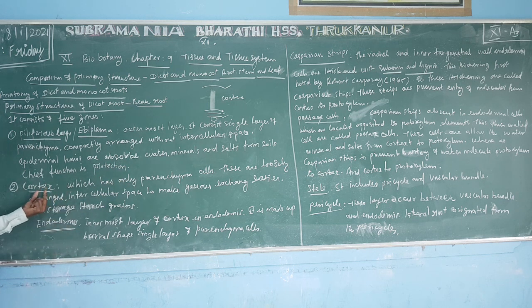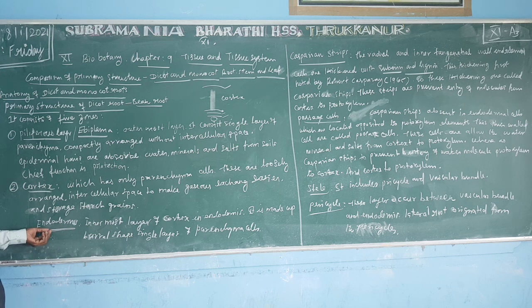Now the cortex means the largest area, which is made of a mass of only parenchymatous cells. Cortex is the mass of the area in the primary structure of dicot root, made up of only parenchymatous cells. Here the intercellular spaces are filled by certain food grains, starch and some other molecules.